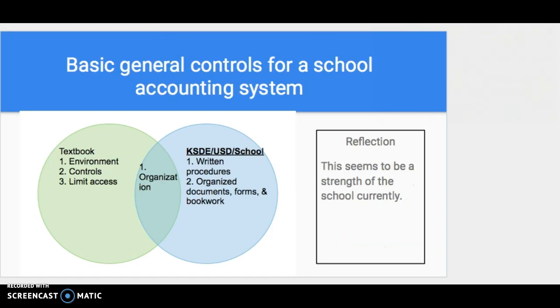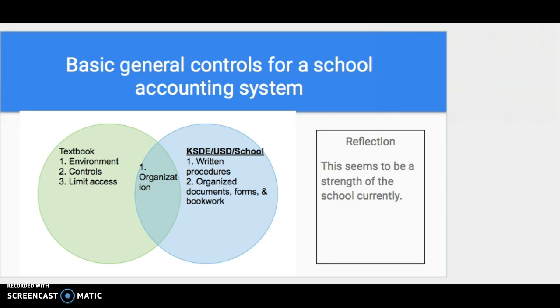Basic general controls for a school accounting system. There were three parts according to the textbook: environment, controls, and limited access. The state talked about having written procedures for your accounting, and also organized documents, forms, and bookwork, meaning everything should be pre-numbered. Everything should be in specific places and in certain people's hands. So again, a lot of this has to do with organization. That's the common denominator between the textbook and the state and district and school policies.